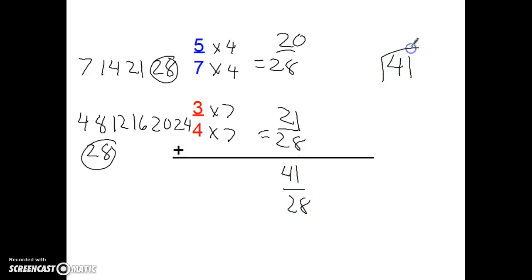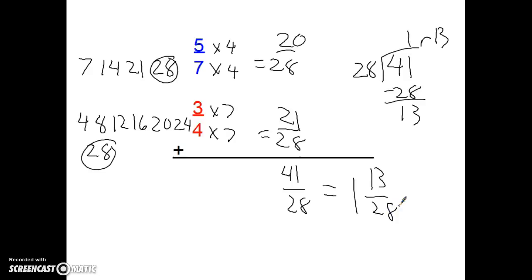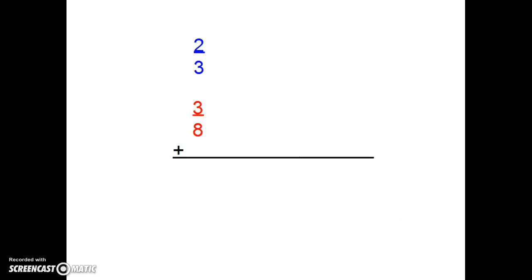It's an improper fraction, so I'm going to divide. It's going to go one time. Got a remainder of 13. 1 and 13 28ths. Almost 1 1/2. Getting really close. Try another one.